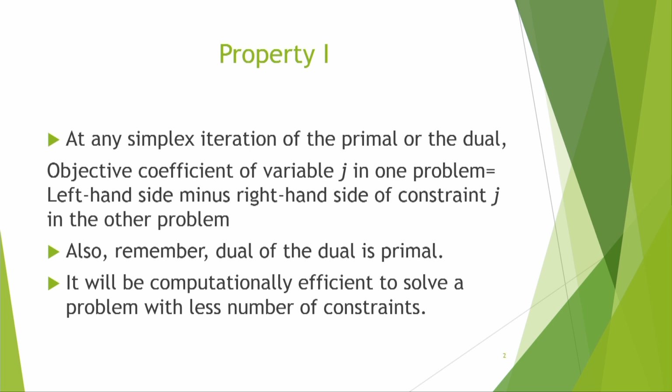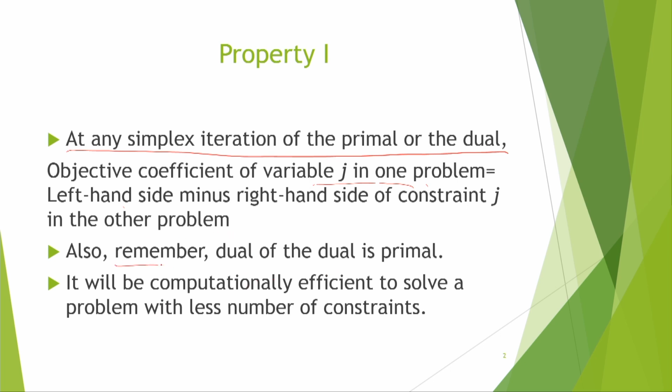At any simplex iteration of the primal or the dual, the objective coefficient of variable j in one problem is equal to the left hand side minus the right hand side of constraint j in the other problem. Suppose there is some variable j; corresponding to that there will be some constraint in the other. So, the left hand side minus right hand side of the constraint becomes equal to it in the other problem.